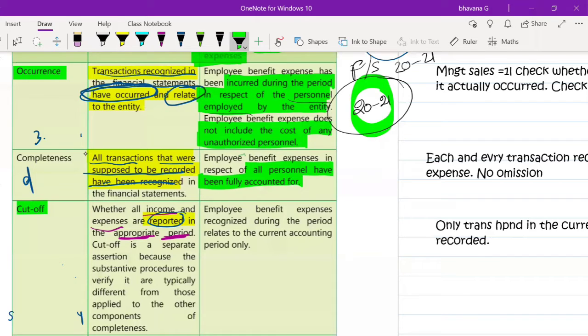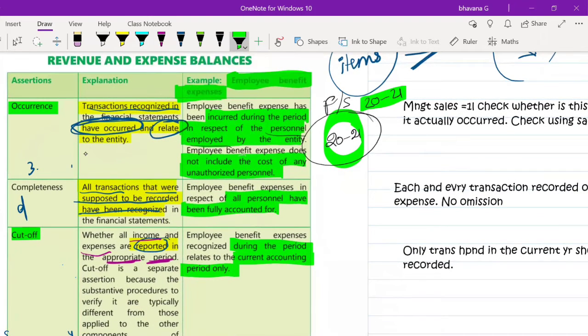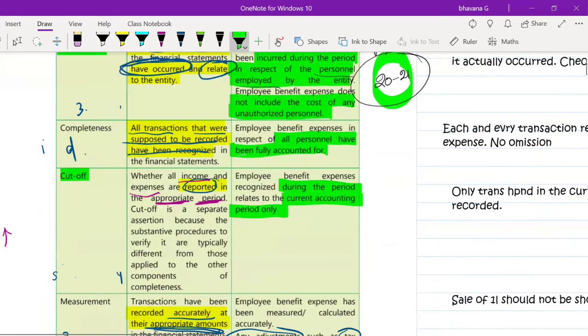Third one is cutoff. Cutoff tells you that you have reported it in the appropriate period. That means the employee benefit expenses during the period relate to the current accounting period only. Past year's or the upcoming year's employee benefit expenses, you should not record in this year's financial statements. Only the current year period's expenses are recorded here.